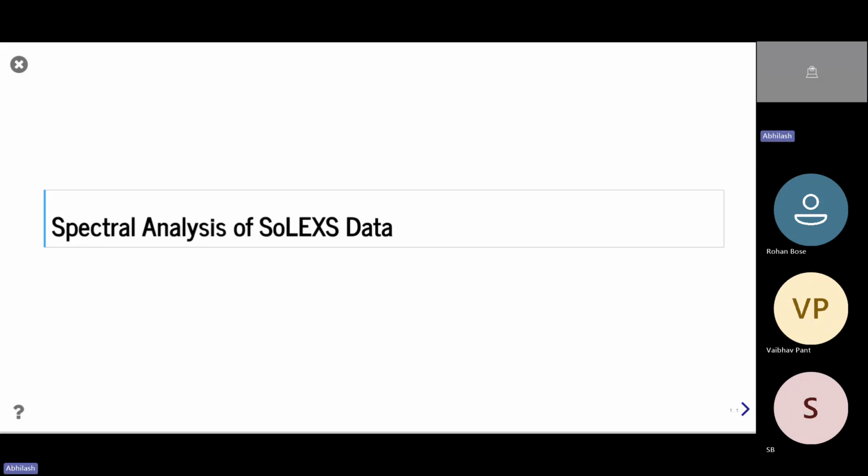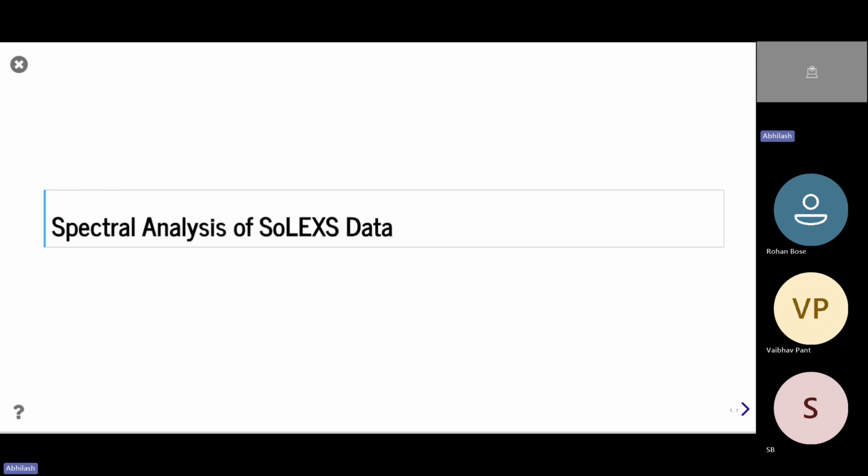So what I want to do in this session is try to give you the flavor of SOLEX data. Whatever theory that Manju ma'am taught us, we'll try to use it in the actual data sense. I'll be giving you what kind of data we get from the SOLEX and what kind of spectral analysis we can do with the SOLEX data, particularly during flares.